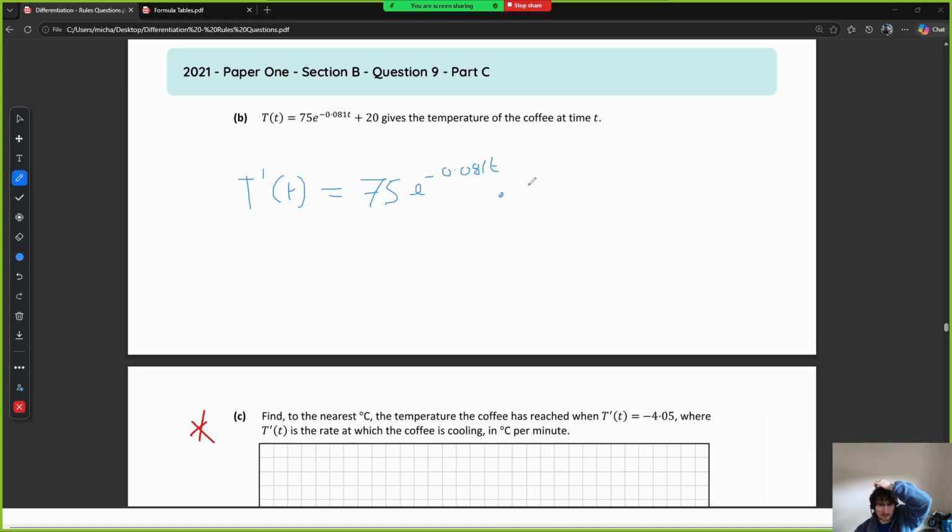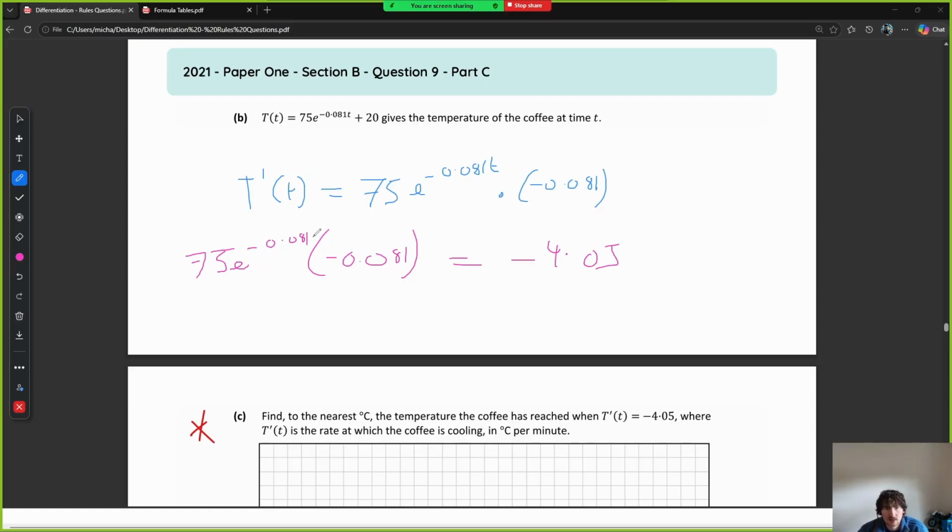And then we multiply by the derivative of what's in the power. And the derivative of that is minus 0.081. Derivative of 20 is 0, which is constant. So that's that. And then we're told to set this thing, 0.81 times minus 0.081, equal to this number here, because that is this here in pink on the left, T dash t.